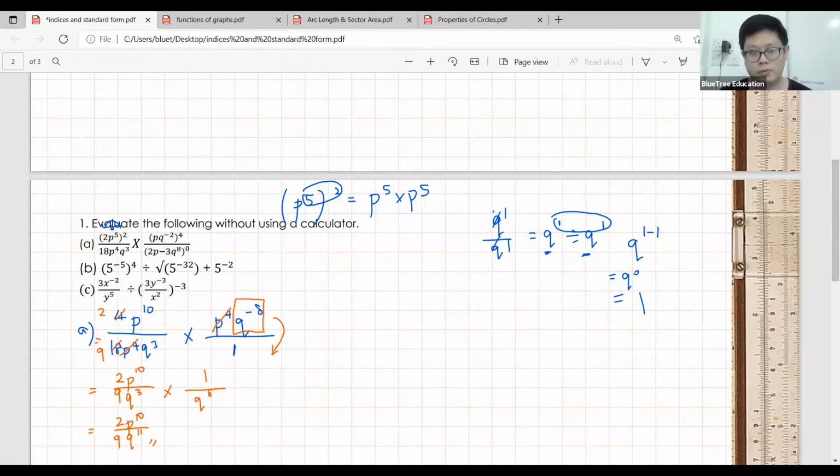Just double check if your final answer could have any simpler form. If there is none, then that's all you have to do.